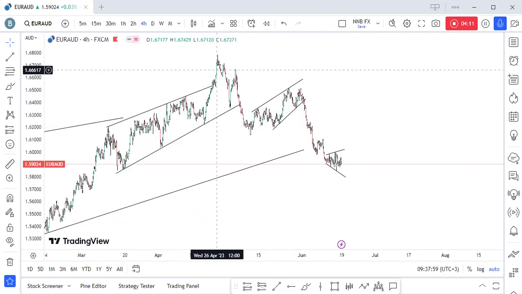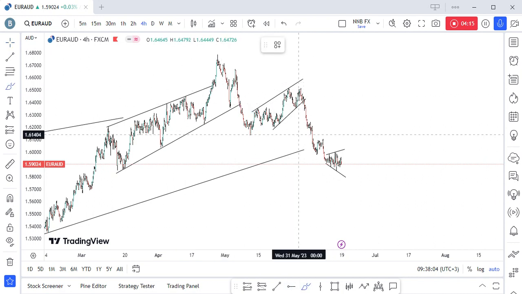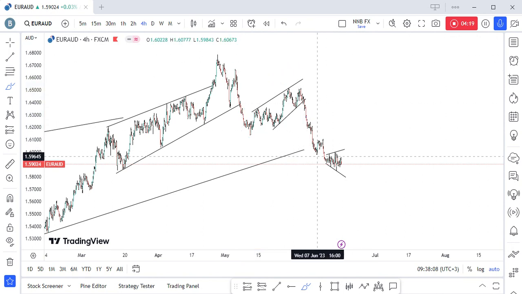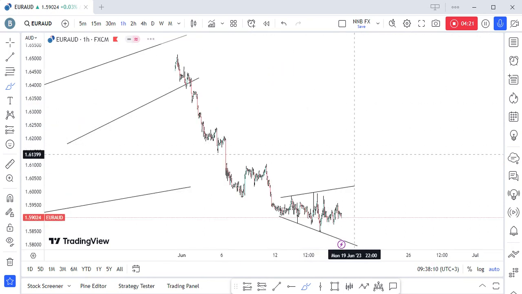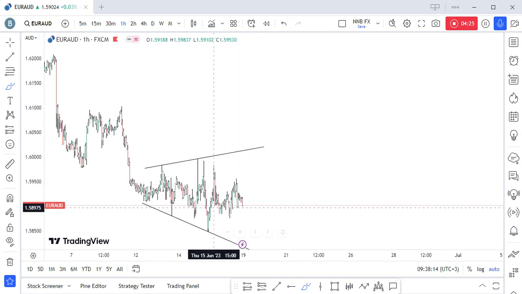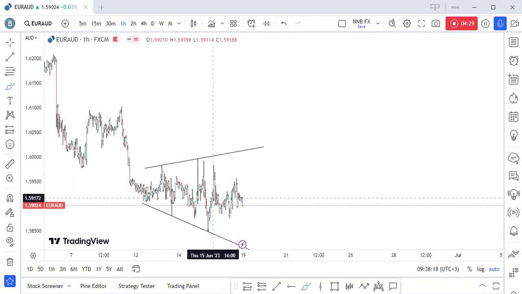It reversed from up here. It broke up and then impulsed down, and it gave us the first bigger correction, and then it impulsed down again. If we go down to the 1 hour time frame, we can see it's forming some sort of a continuation pattern, which is an expanding triangle.